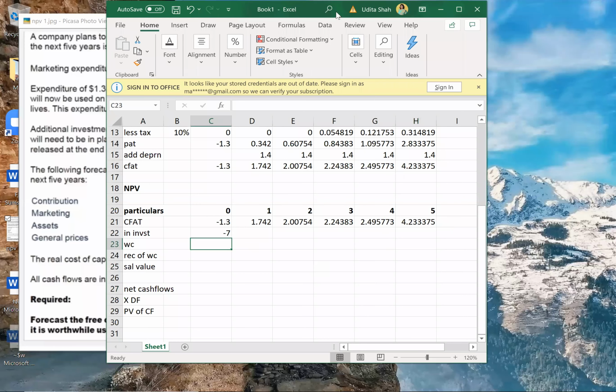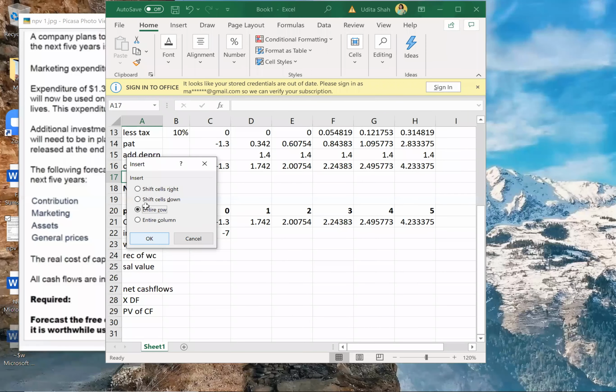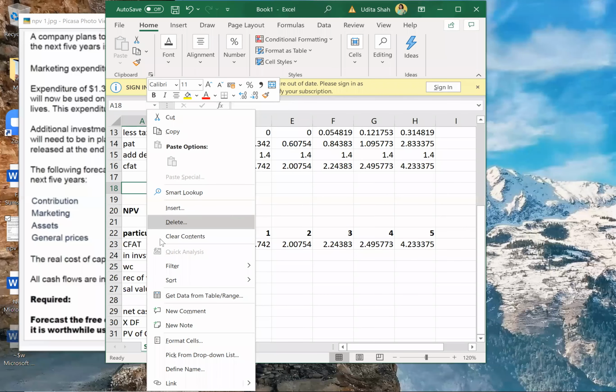Next, what have they said about working capital? Additional investment in working capital equivalent to 10% of contribution. Okay, working capital is 10% of contribution. We'll make a working note for working capital, note 2. And how did we do working capital? Actual required minus already invested.